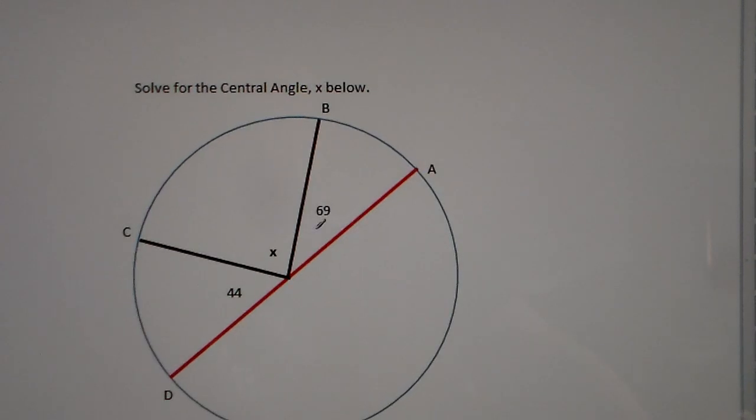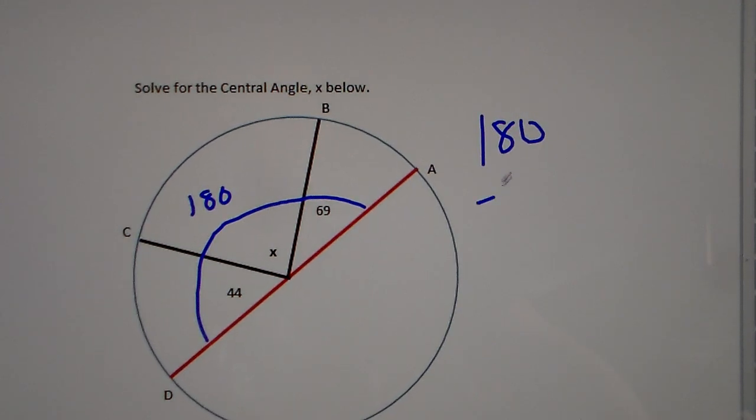Now, even if the circle's rotated around a little bit, we still have 3 central angles. Not a big deal because we still do 180 degrees, because there's 180 degrees on one side of a diameter. So we do 180 minus 44, and then minus 69. And we're going to get 67 degrees.